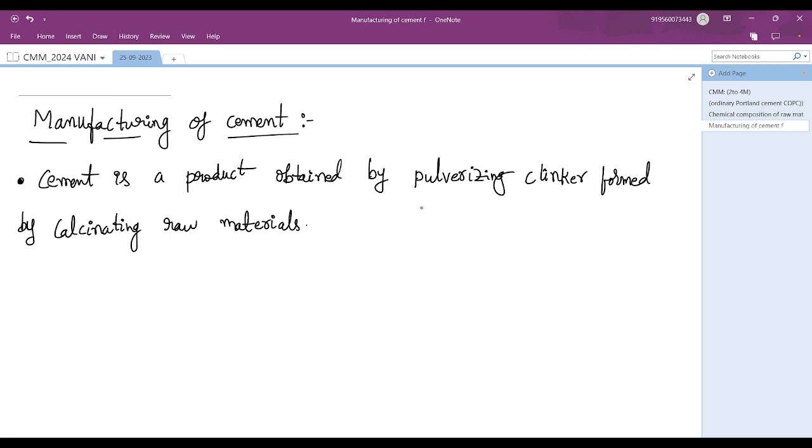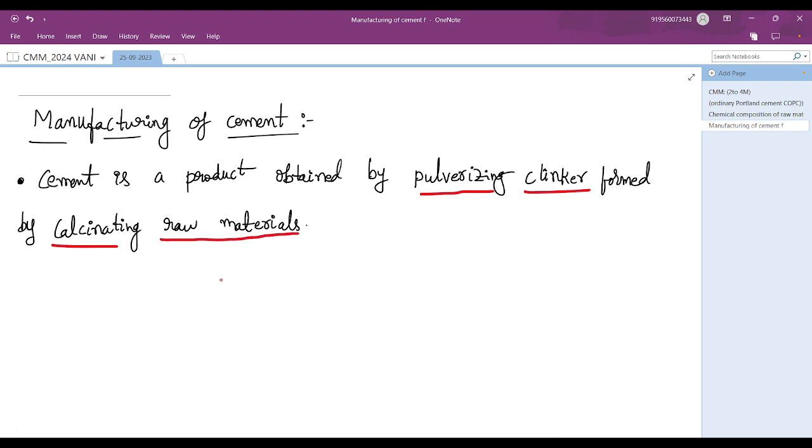So cement is a product obtained by pulverizing. Then what is meant by pulverizing? We need to discuss. Clinker. What is meant by clinker also we need to discuss. And calcinating. And one more keyword is raw material. Already we have discussed these raw materials. Raw materials are broadly classified into two groups, that is calcareous and argillaceous. Calcareous examples are either limestone or chalk, and argillaceous are either clay or shale. Now these raw materials mainly consist of various oxides, that is LCIMAS.